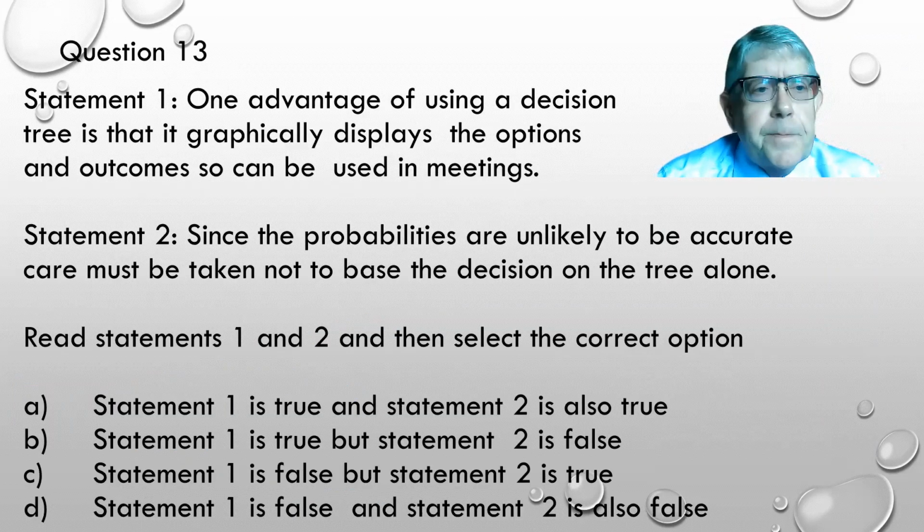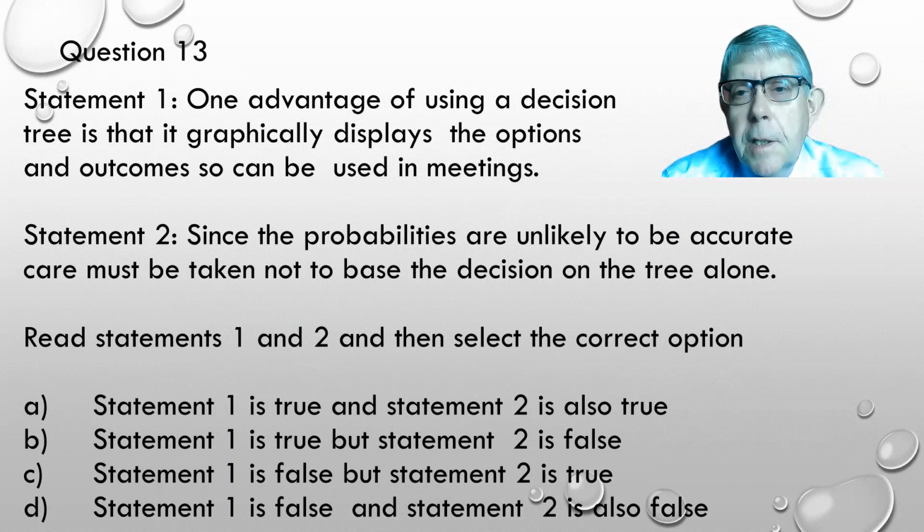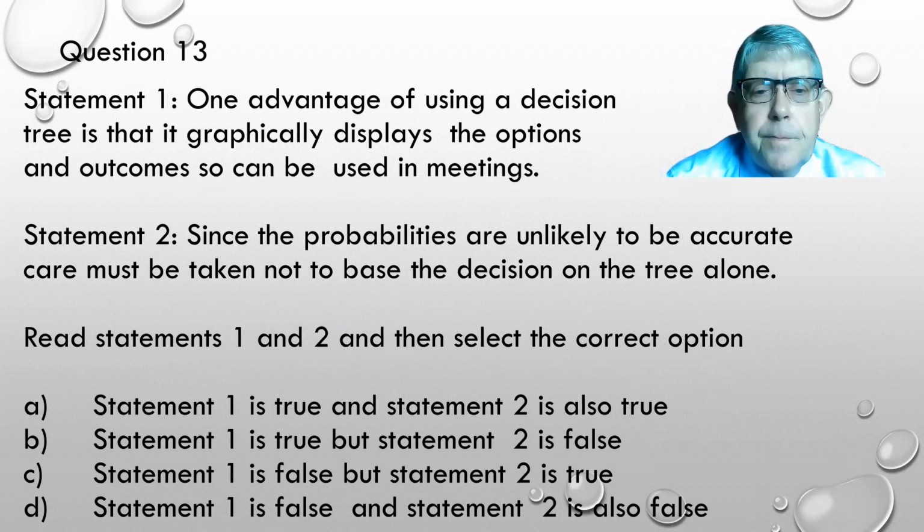Question 13. Statement 1. One advantage of using a decision tree is that it graphically displays the options and outcomes, so can be used in meetings. Statement 2. Since the probabilities are unlikely to be accurate, care must be taken not to base the decision on the tree alone. So read statements 1 and 2 again and then select the correct option.